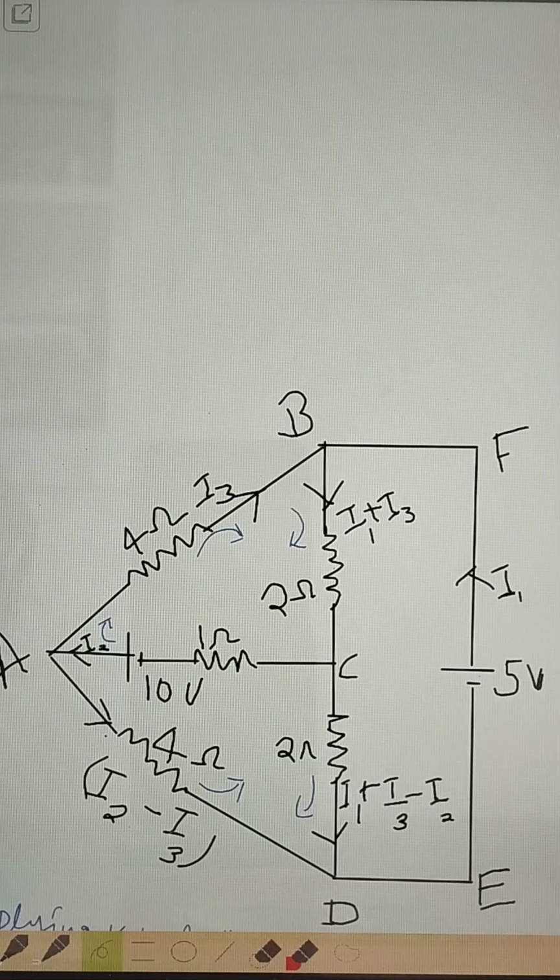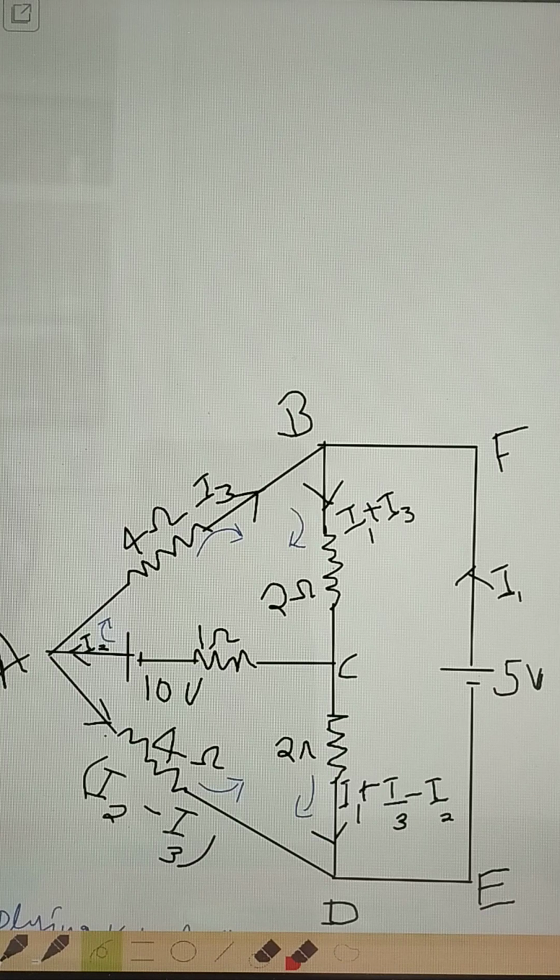This is an electrical network. We have to find the currents through different branches. Just find the values of I1, I2 and I3. This can be done by applying Kirchhoff's rules.